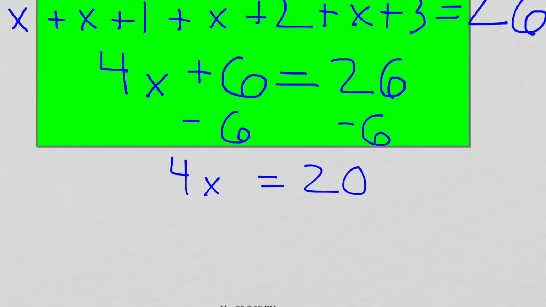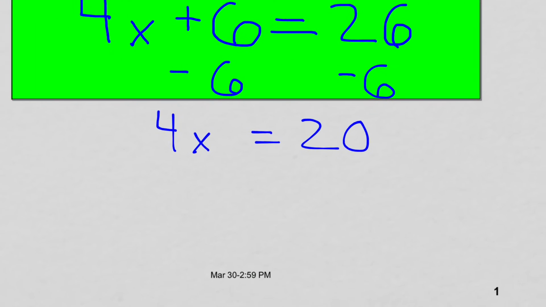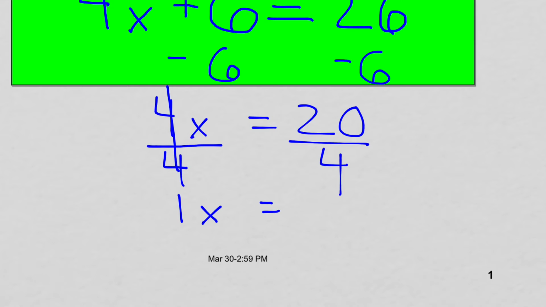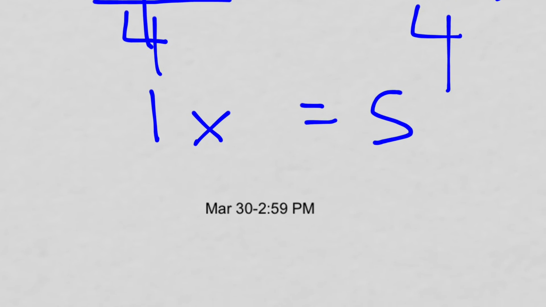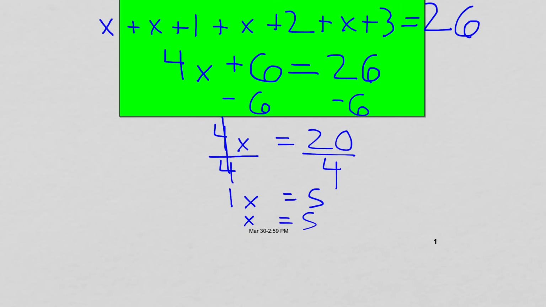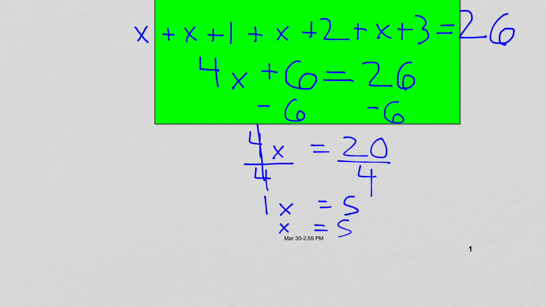Or 4 multiplied by some unknown number, x equals 20. And then to figure out the value of x, we do the opposite of multiply by 4, which is divide by 4. And that gives us 4 divided by 4 is 1x, and 20 divided by 4 is 5. And in algebra, when we have a variable with the number 1 in front of it, that's the same as saying just x equals 5. So we figured out that the value of x is equal to 5.